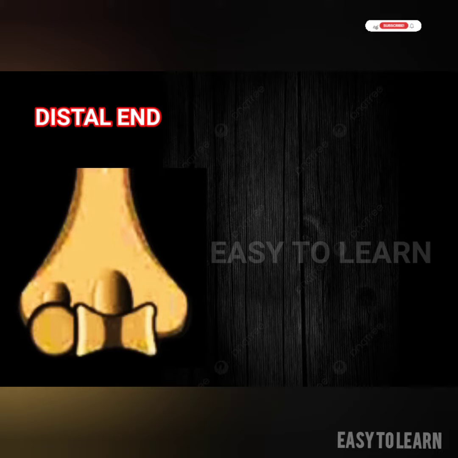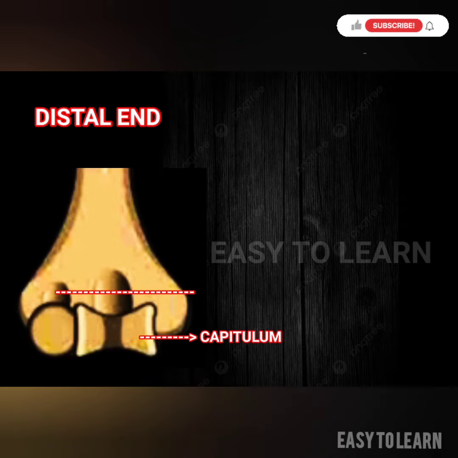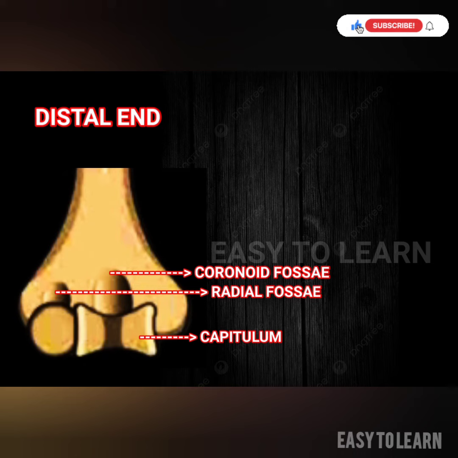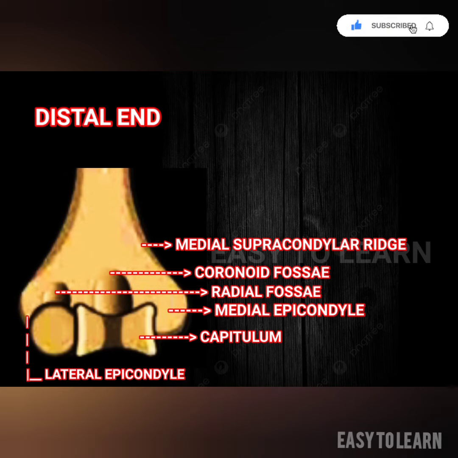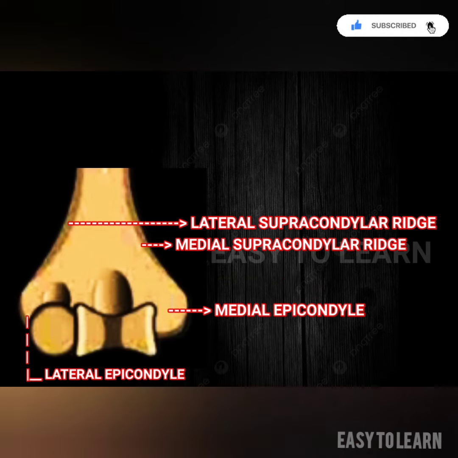Distal end. The landmarks are capitulum, radial fossa, coronoid fossa, medial epicondyle, lateral epicondyle, medial supracondylar ridge, lateral supracondylar ridge.